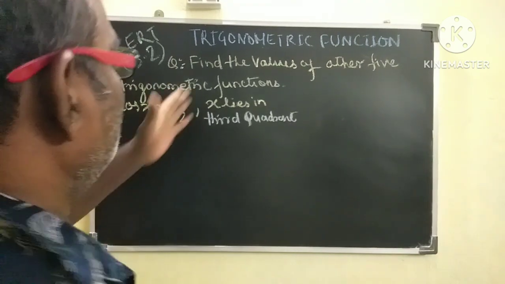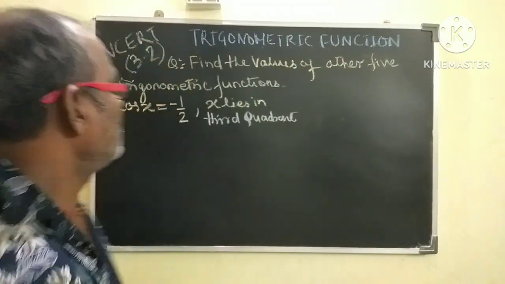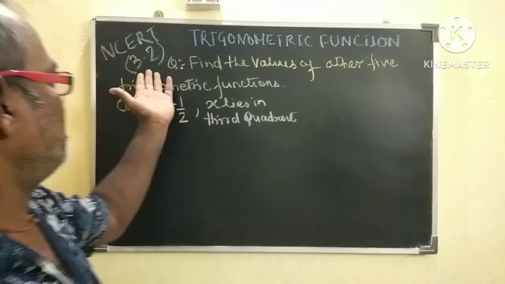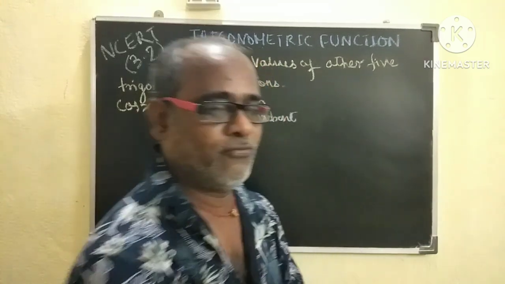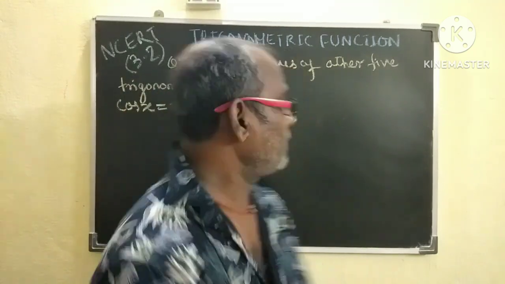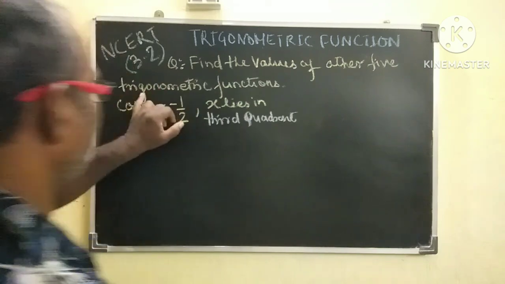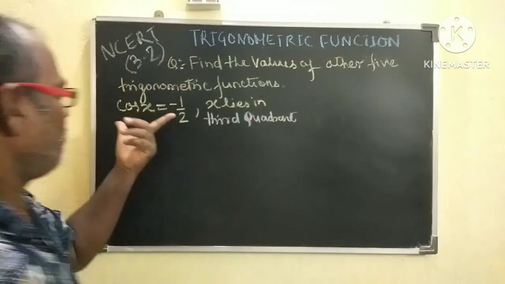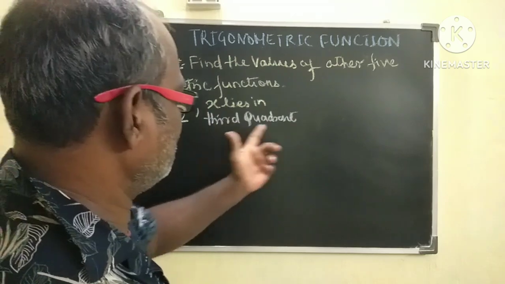This is the third chapter, trigonometric functions, in class 11, and we are going to solve NCERT exercise 3.2. Exercise 3.1 is already in my playlist of Golden Horizons Academy. Now in this, the very first question is to find the values of the other 5 trigonometric functions, in which one of the values is given: cos x equals to minus 1/2, where x lies in the third quadrant.